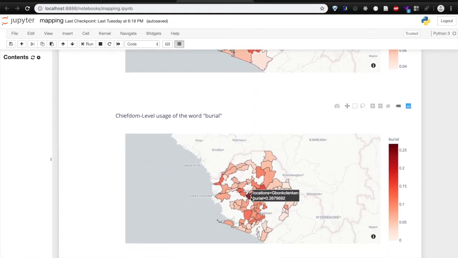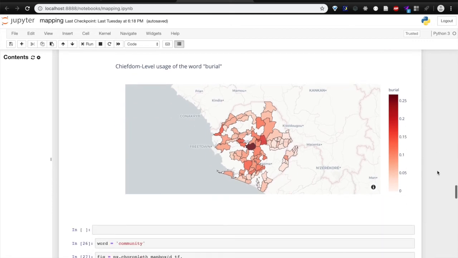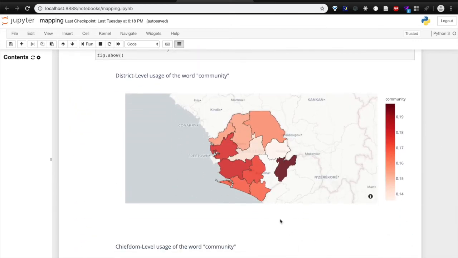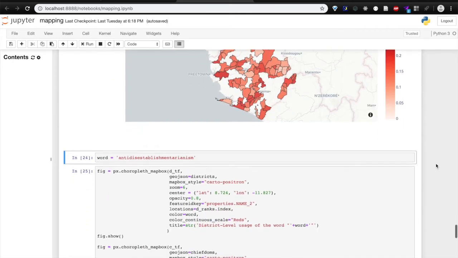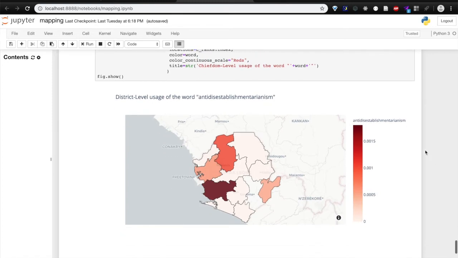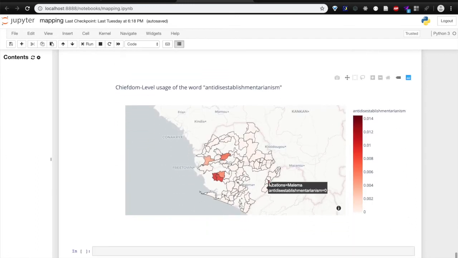And when we narrow down to the chiefdom level, we can see this particular chiefdom is kind of driving that hotspot on the map. So that's burial. This one is looking at usage of the word community. Interestingly enough, I found this 1 gram, anti-disestablishmentarianism. Of course, this scale is much lower than the previous scales we've seen, but we can also see those values both at the district level and then at the chiefdom level.